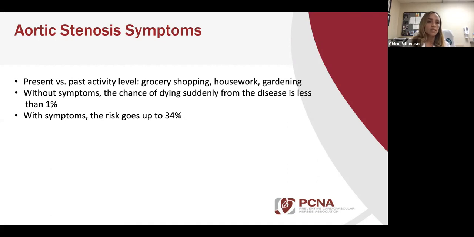And it's important to note that when patients do not have symptoms, the chance of sudden cardiac death is less than 1%. In those patients that develop symptoms, the risk goes up to over 30%. So it's really important for clinicians to appropriately assess the patient and diagnose aortic stenosis early.